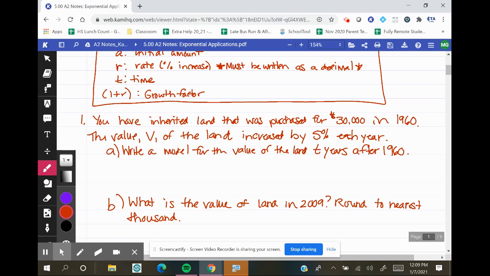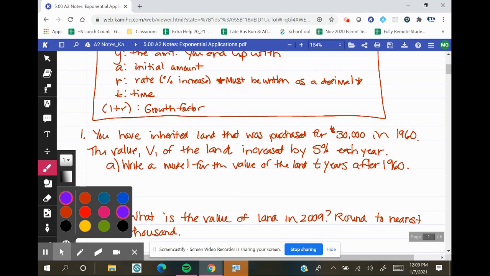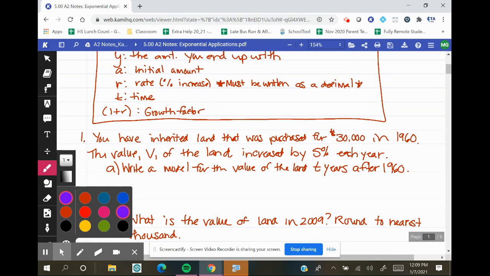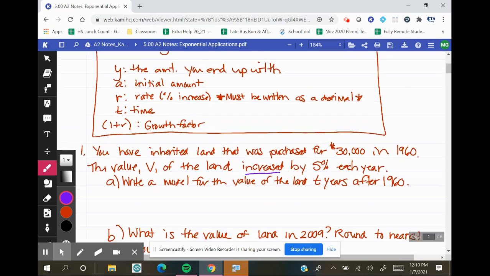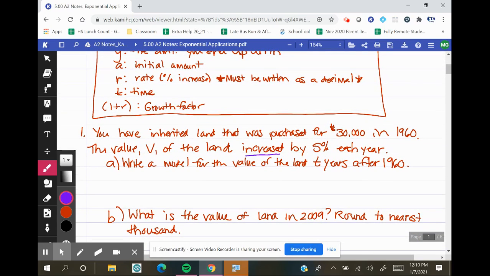All right, so take a moment here, pause the video, see if you can come up with an equation or a model to show the value of the land T years after 1960, knowing that it's land and it's increasing in value, so we're going to be using our exponential growth model. All right, so instead of y, we're going to use v here. So our y is going to be v. Our a, our initial amount, should be 30,000. Our r is our rate, which is 5%.